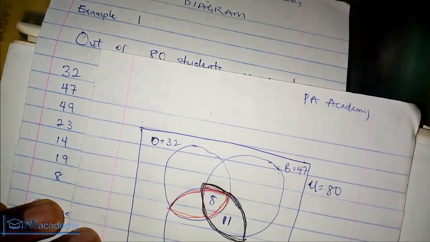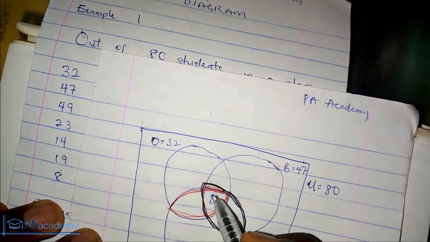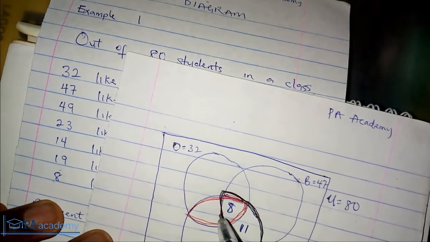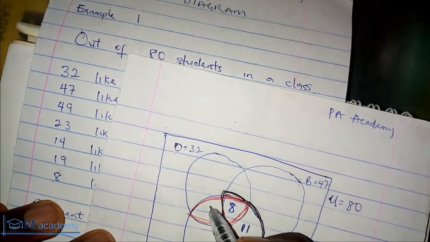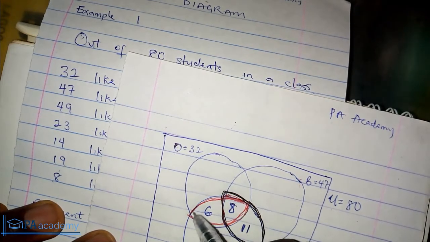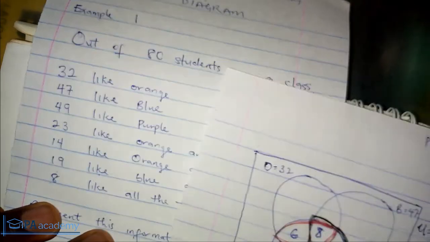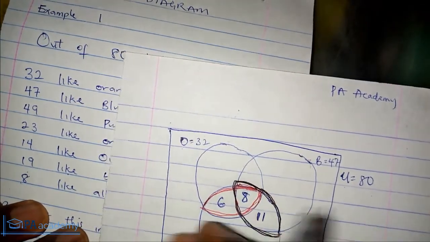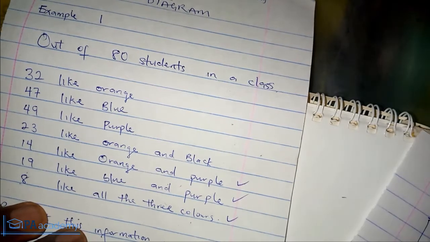Now, out of that 14, we already have 8 here that likes all the three colors. So that will be 14 minus 8, and we'll be left with 6. So everything that must be here must be equal to 14, because this represents the section of the students that like orange and purple. So 6 plus 8 is 14. So we've been able to do this.